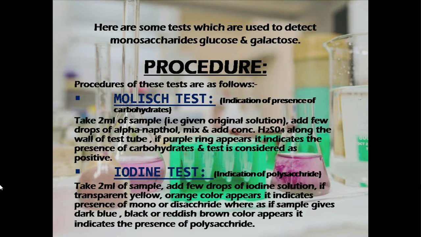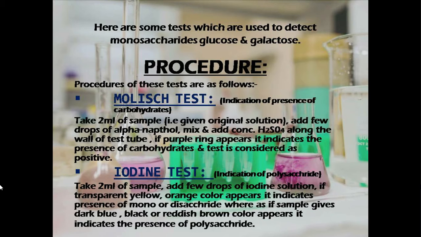The tests which are performed for the reduction of monosaccharides, glucose and galactose are of five kinds: Molisch test, iodine test, Benedict test, Barfoed test and Selivanov test. Each test has its specific purpose of indication.